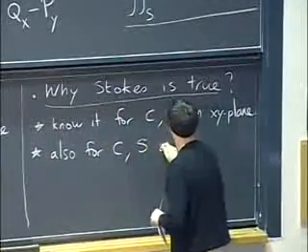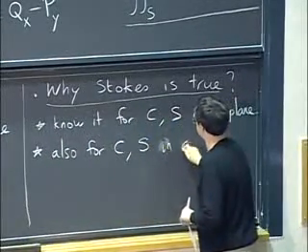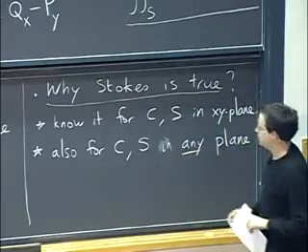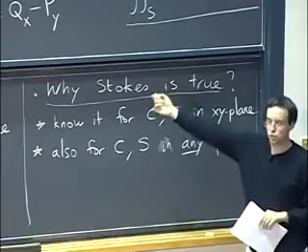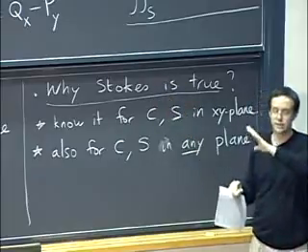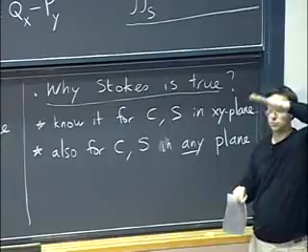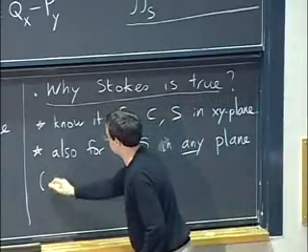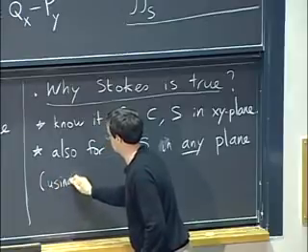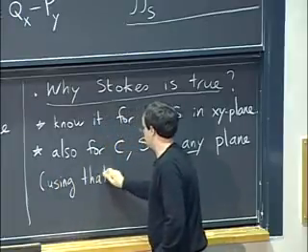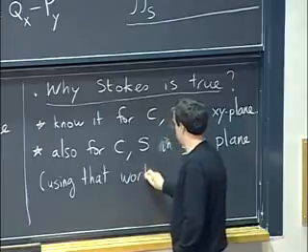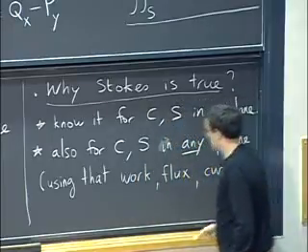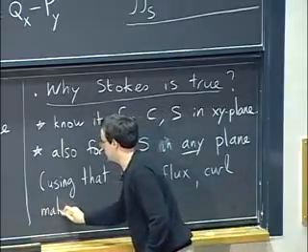if C and S are in any plane, then we can still claim that it reduces to Green's theorem. Just it will be Green's theorem not in x, y, z coordinates, but in some funny rotated coordinate systems. So what I'm using is that work, flux, and curl make sense independently of coordinates.